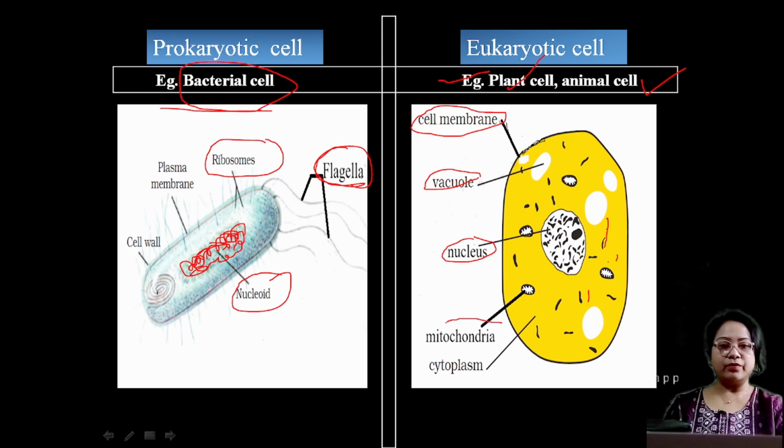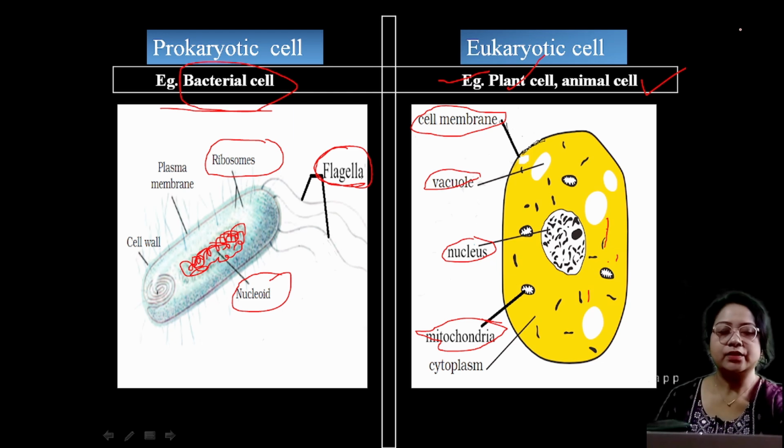Then the mitochondria, also called the powerhouse of the cell. So you can see here ribosomes will also be there. So various types of cell organelles are there. So these are the differences between prokaryotic and eukaryotic cells. So let's move to the next one.